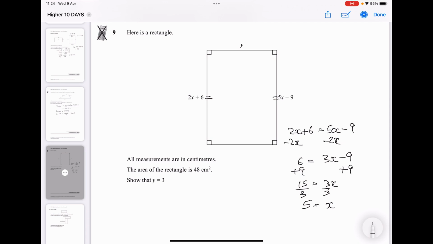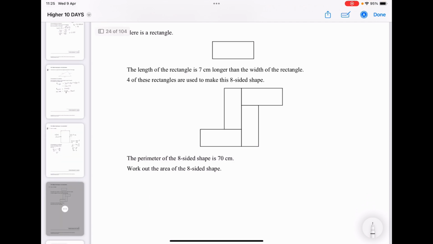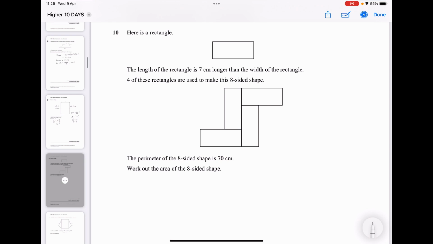And if I divide by 3, that gives me a value of x is 5. Seeing that x is 5, I can sub in. So I've got 2 times 5 plus 6. That means this side is 16, and so this will obviously be 16, just to show you, 25 take 9 is also 16. Area of a rectangle, so in this case 16 times y equals 48. Divide by 16, divide by 16, y equals 3. That's shown that.